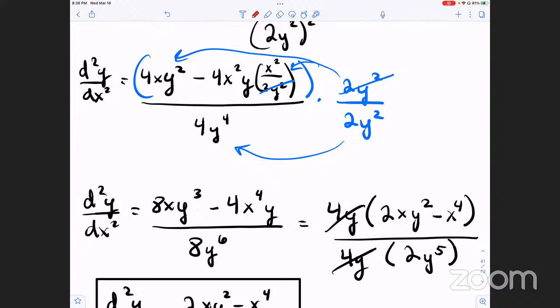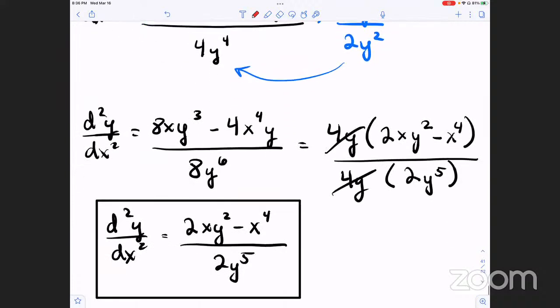8y to the 6. Okay. Maybe we can just submit that result. If we divide everything by 4, that becomes a 2 and a 2. We divide everything by y squared. Oh, yeah, we got y squared. There's no y there. Oh, no. Yeah, I don't know what's wrong, because that's y to the 5th.